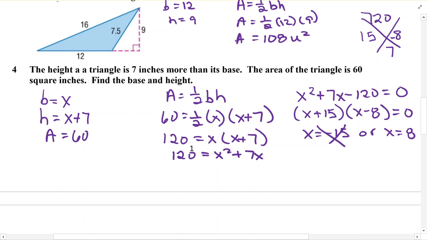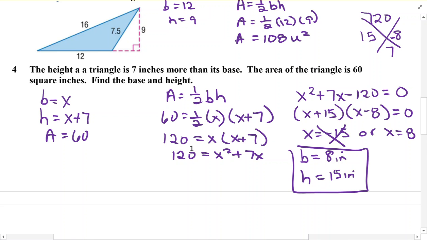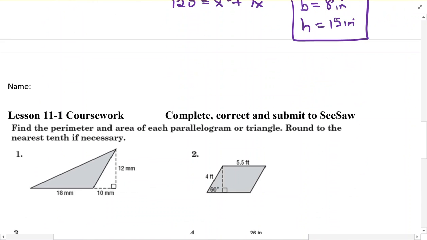Negative 15 does not work because it's negative. So we have that the base, which is x, equals 8 inches, and the height, which is 8 plus 7, would equal 15 inches. And that concludes our lesson for 11.1.